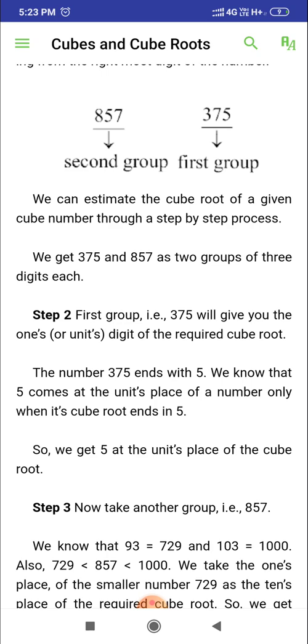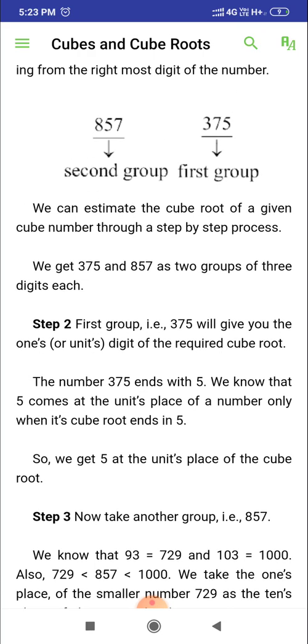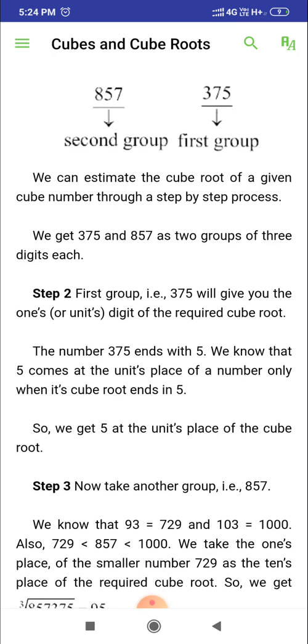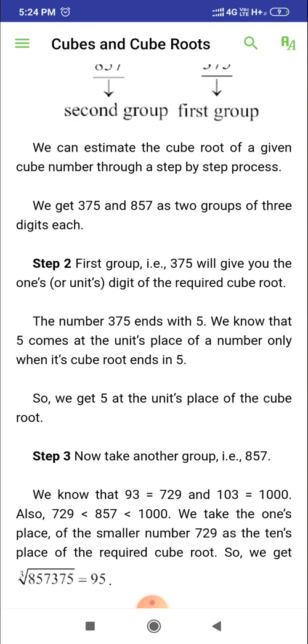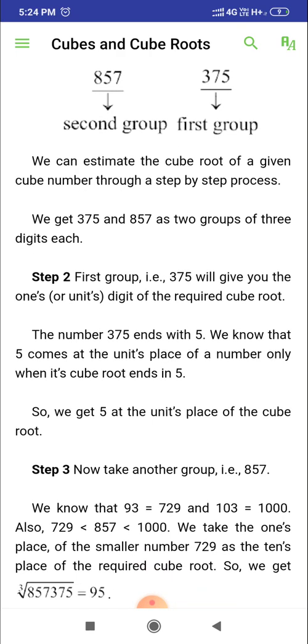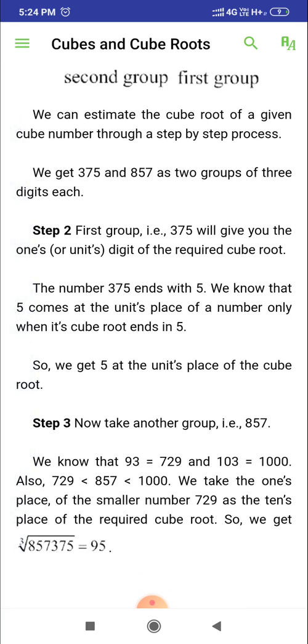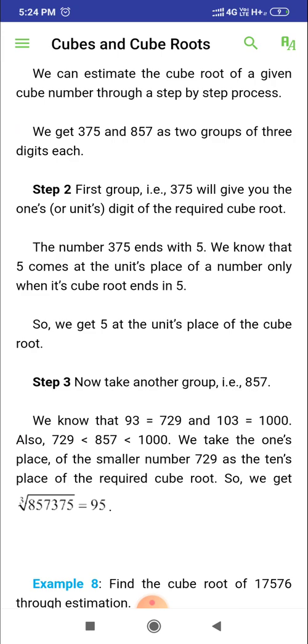We have two groups of 3 digits each. Our second step: the first group, that means 375, will give you the ones digit, and our second group will give us the tens digit. The number 375 ends with 5, and we know that 5 comes at the unit place of a cube only when its cube root ends in 5. So we get 5 in the unit place.